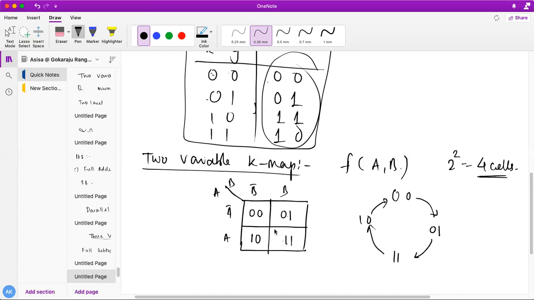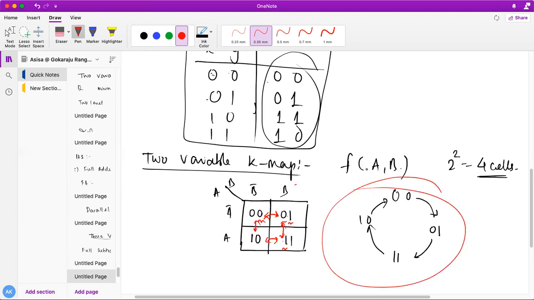So why have I done it like this? If I do it like this, you can see there is only one bit change between these two. Similarly, between these two also only one change. Between these two also only one change, and between these two also only one change. So because of this gray code representation, I have got only one bit change between the adjacent minterms. We have observed this due to the gray code representation of the K-map.